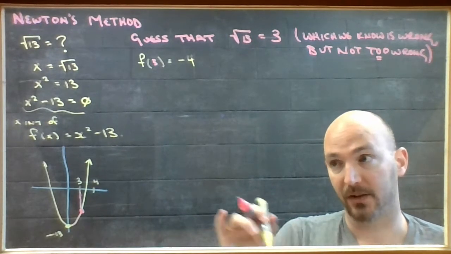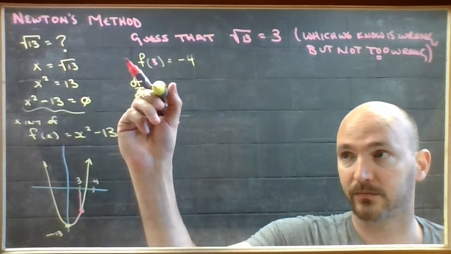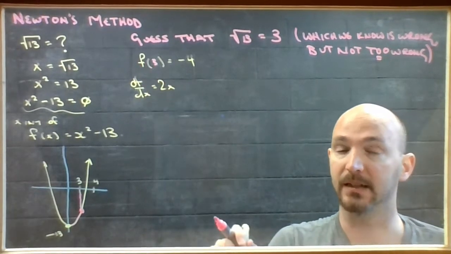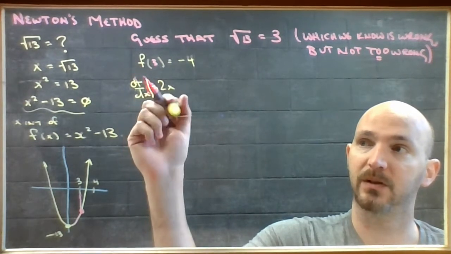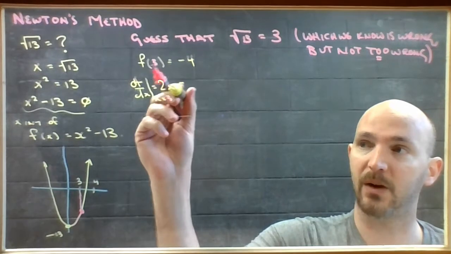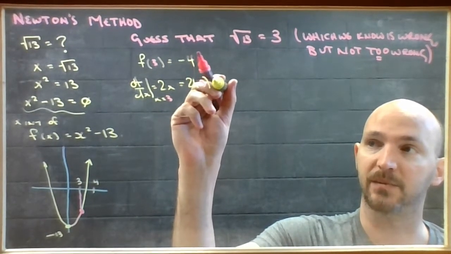I'm also going to take the derivative of this thing. So df dx would be 2x. That's easy. And I'm going to evaluate that derivative when x equals 3. So that would be 2 times 3 gives me 6.